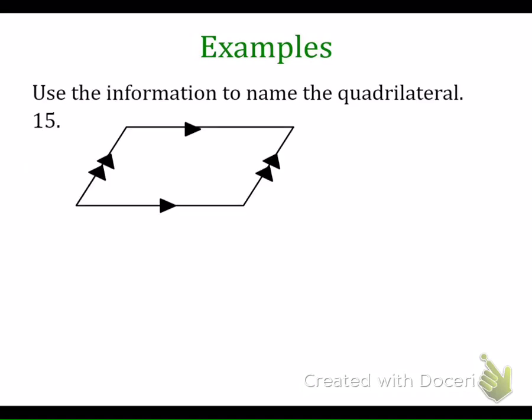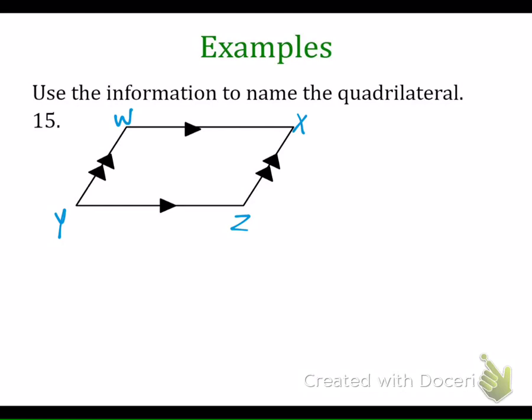Let's call this one WXYZ. Okay, so what do you guys think this shape is? What type of quadrilateral is this? A quadrilateral. So any polygon that has 4 sides is a quadrilateral.